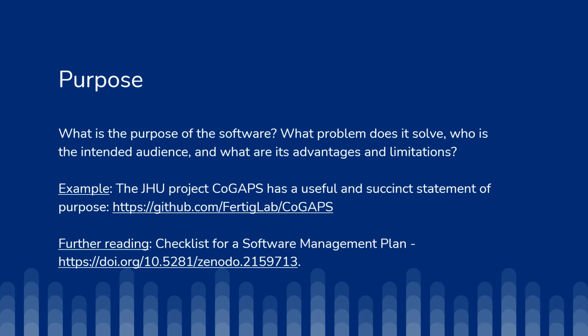The first element is purpose. What is the purpose of the software? What problem does it solve? Who is the intended audience? And what are its advantages and limitations? The JHU project COGAPS, linked here, has a useful and succinct statement of purpose. For further reading, follow the link to the checklist for a software management plan.